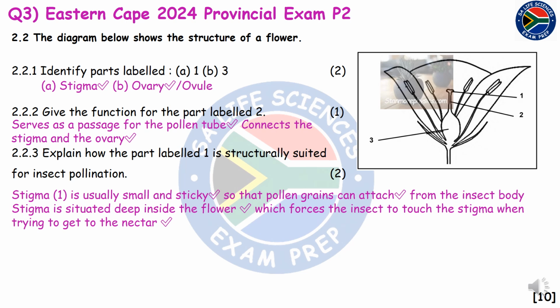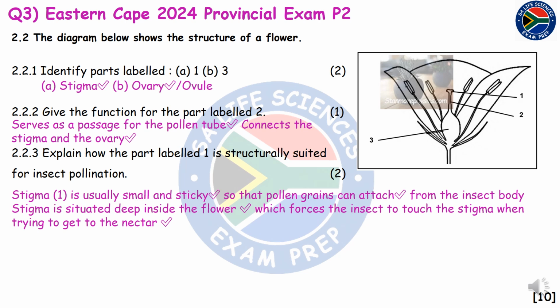So label 1 is pointing to the stigma. So what structural traits of the stigma allow it to carry out its function? We have to first think about the function of the stigma. The stigma functions as sort of the landing platform. This is where the pollen is going to land. So if we think about it logically, if we want to have as much pollen as possible, what kind of traits should the stigma have?